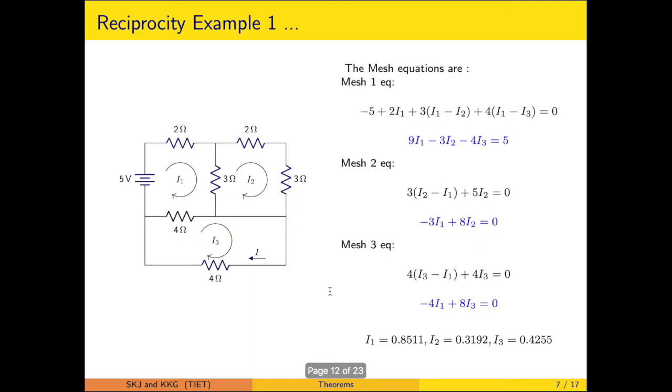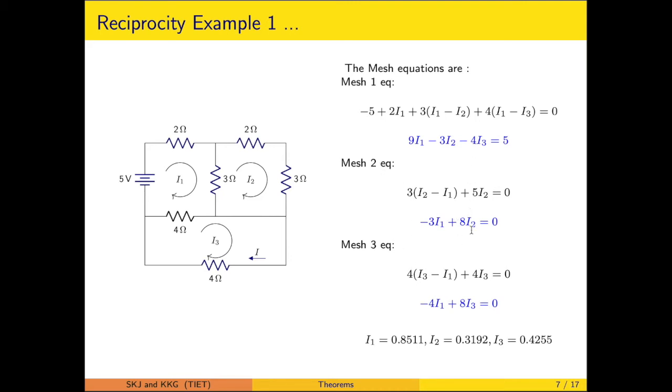Likewise, we will be forming the mesh equations. So this is a voltage rise, so minus 5 plus 2 into I1 plus 3 into (I1 minus I2) plus 4 into (I1 minus I3) is equal to 0, constituting the first equation. These are rearranged, so the terms are written with blue marks. Similarly, we have the other two equations.